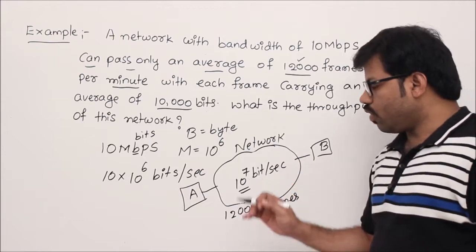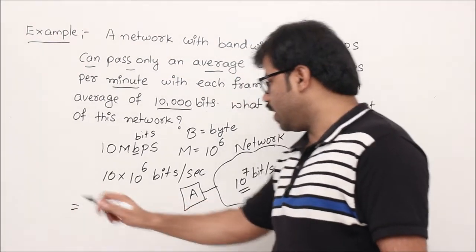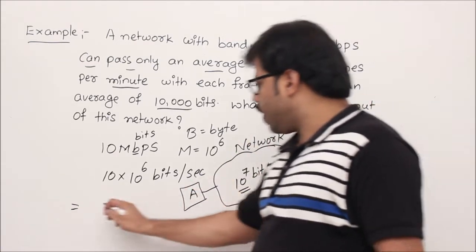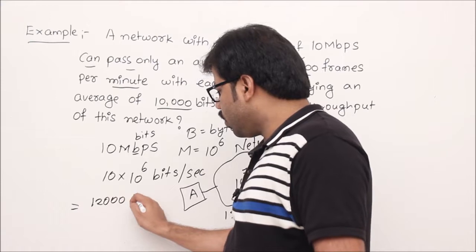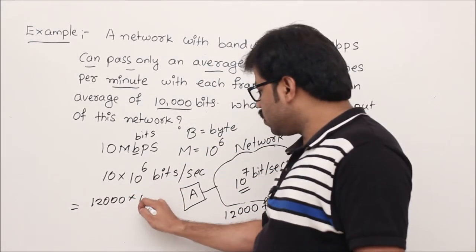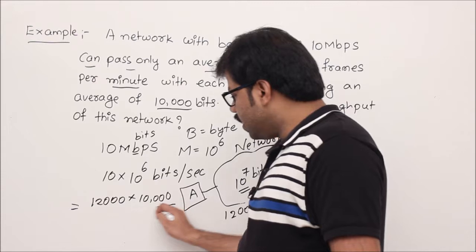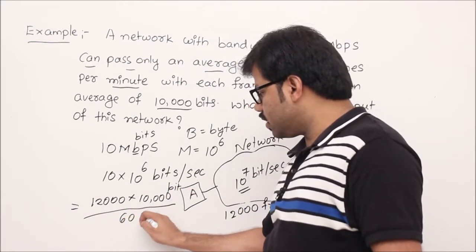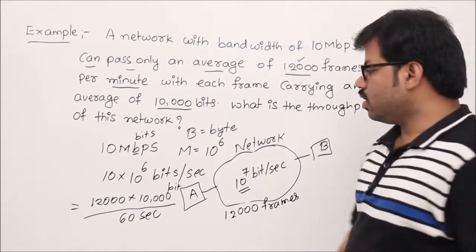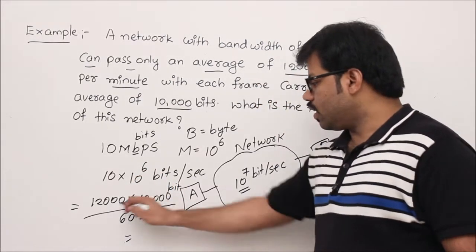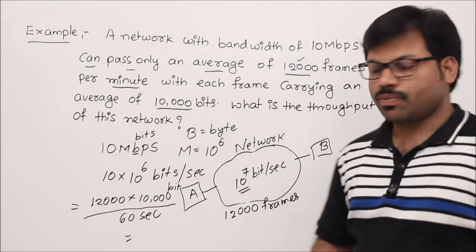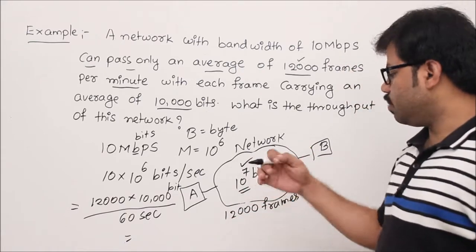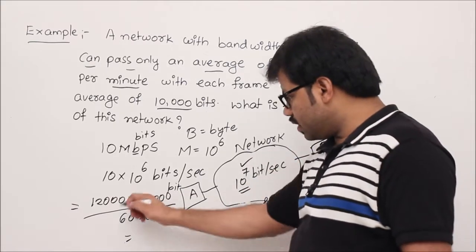If you want to know the throughput of this network, first of all we'll see how many packets it is allowing per second. Since it is allowing 12,000 frames, 12,000 into the frame capacity, the frame has 10,000 bits. So finally, these many bits your network is allowing per minute. Then if I convert into seconds, we should divide by 60, right? So finally 12,000 into 10,000 by 60 bits per second your network is allowing, though it may have a much bigger capacity. We will first see the value of this.